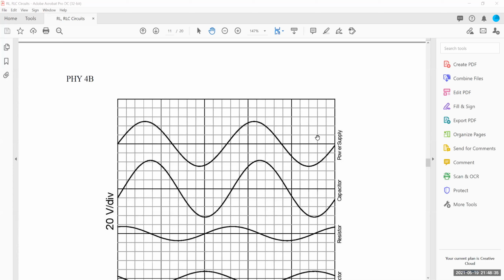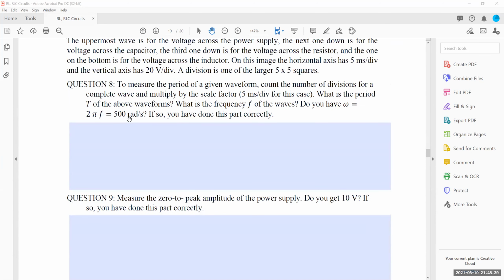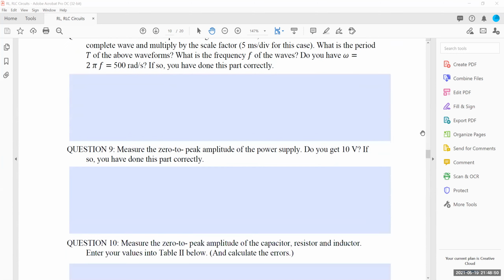Okay, very good. So continue with the lab instructions. So that is basically in a nutshell. We found the period and we found everything in here, and we made sure that the 2 pi, because once you find the period, you invert it, and now you have the frequency. You multiply the frequency by 2 pi, and you should find around 500 radians per second.